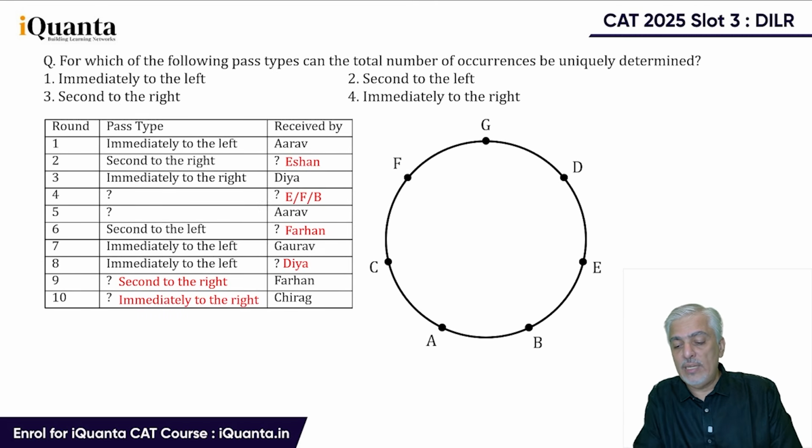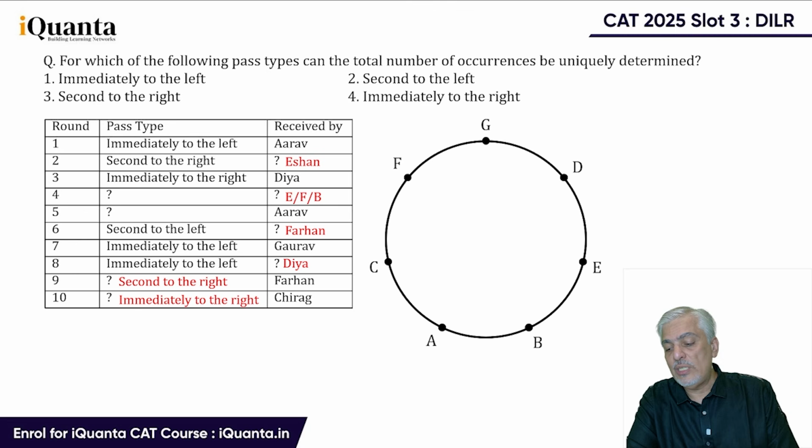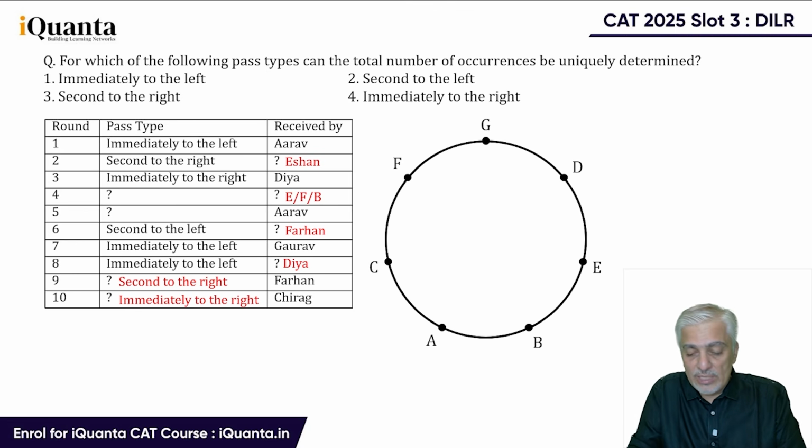For which following pass types can the total number of occurrences be uniquely determined? So this could not be immediate to right. This cannot be immediate right.